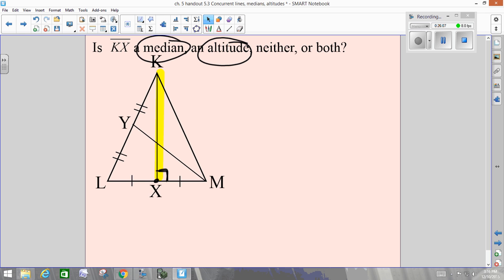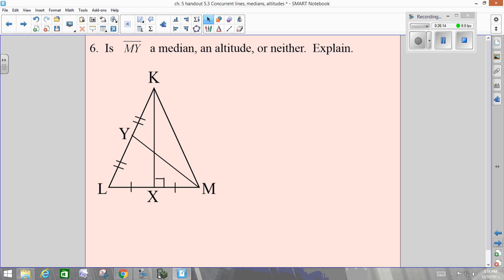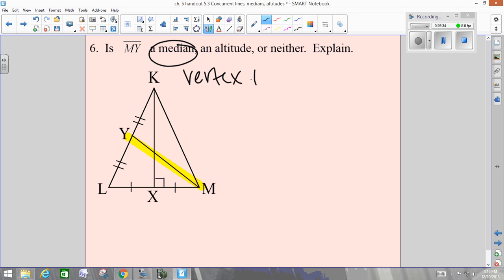We're going to do like 2 more. Flip it over. We're going to skip number 5. Number 6 is my, a median, altitude, neither or both? Why? Good, because it's hitting at a midpoint. Awesome. Goes vertex to midpoint.